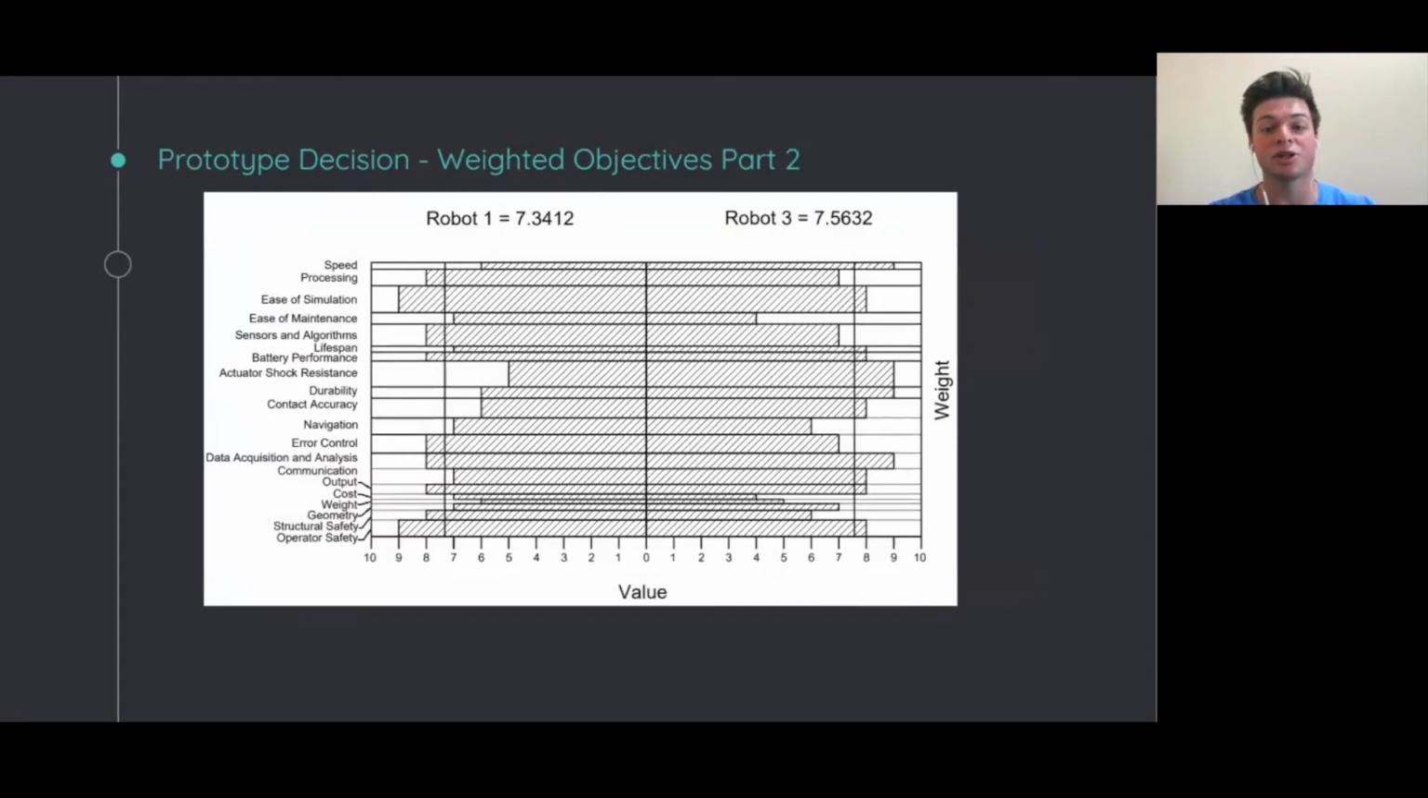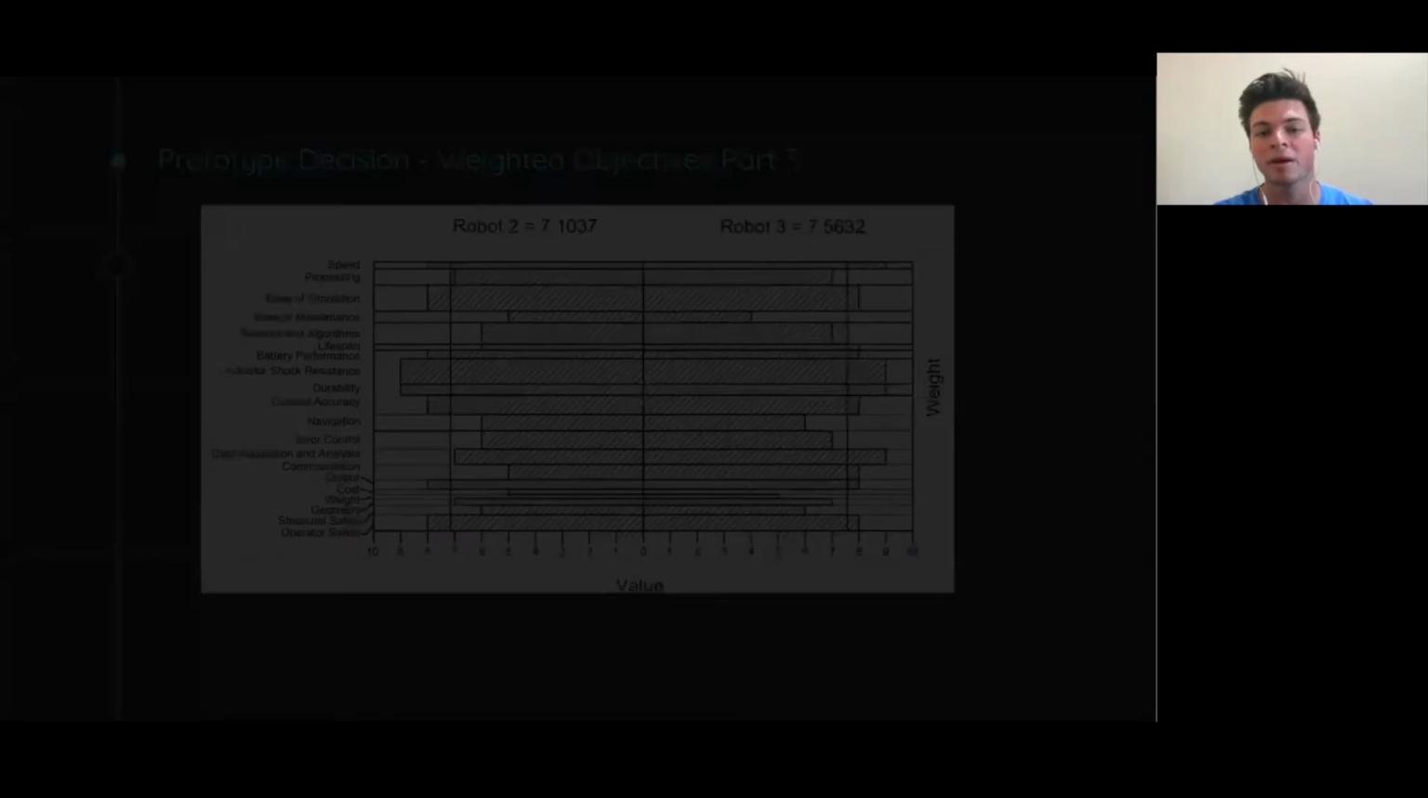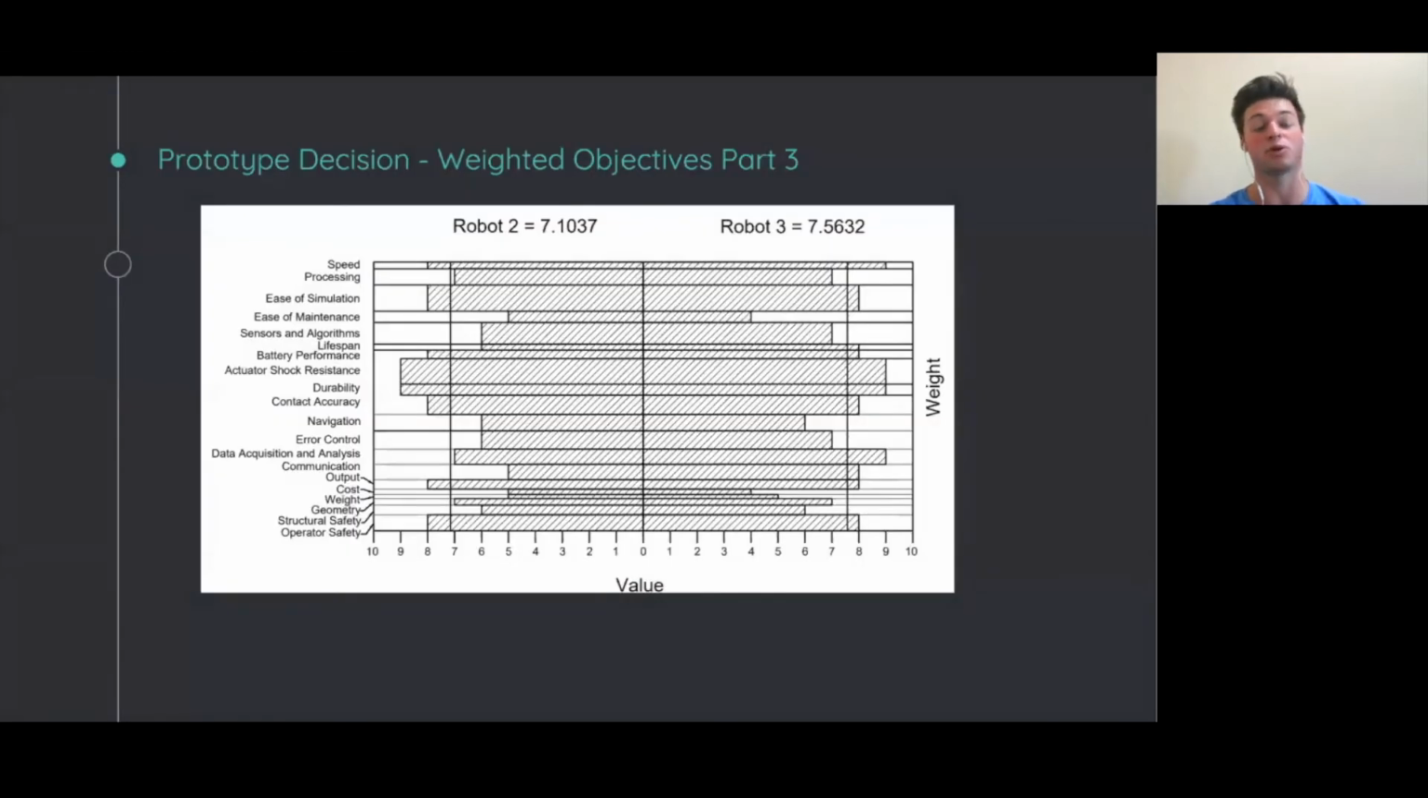This next slide illustrates the comparison between robot 3 and robot 1, in which robot 3 scored slightly higher than robot 1. And then finally, we have a comparison between the final two robots, robot 2 and robot 3, in which the third robot possessed the highest score when compared to the other two again. And this will represent the initial design concept we will take into the next quarter, essentially.